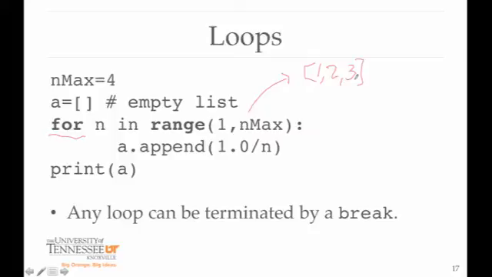So what we're saying is for n in this list, where n marches from 1 to 2 to 3, do this operation, which is append. And of course, this would return the same thing that we had a minute ago in terms of the 1.0, 0.5, 0.333 three-element list.